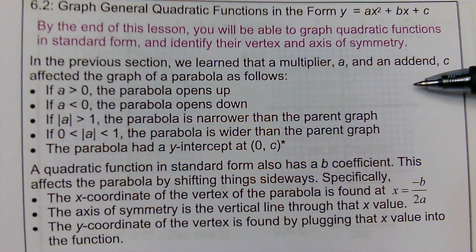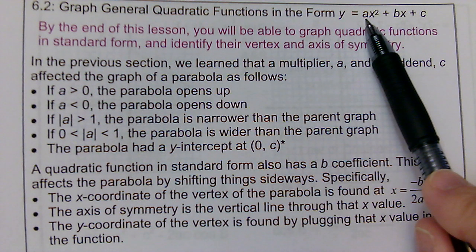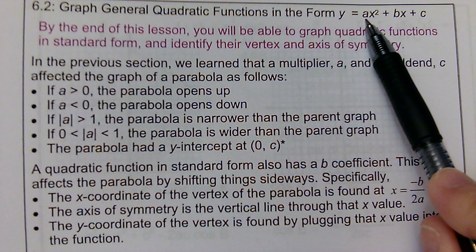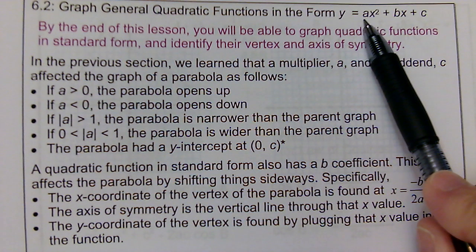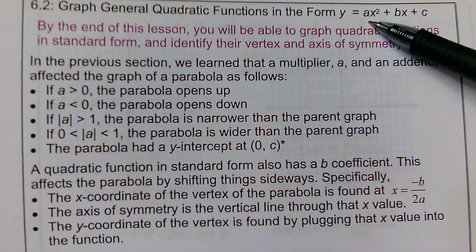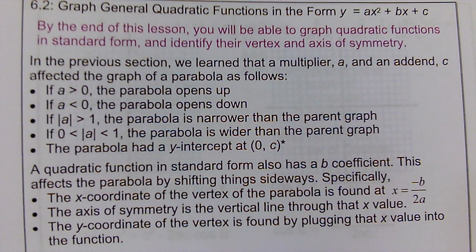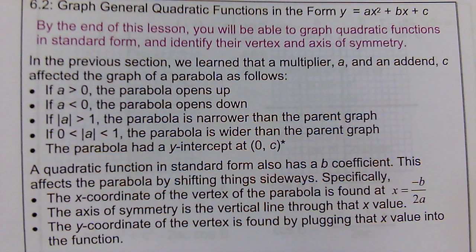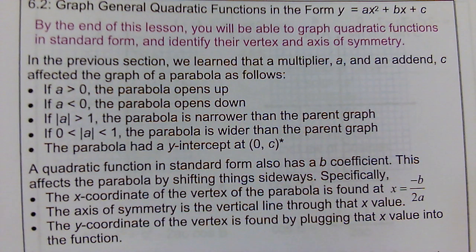Many of the things that are listed here are things that we talked about before. If the coefficient of the x squared term is positive, the parabola is going to open upward. If it's negative, it's going to open downward. If its absolute value is greater than 1, then the graph is going to be stretched vertically in comparison to the parent graph, so it will appear to be narrower. And if the absolute value of the coefficient of x squared is between 0 and 1, then the graph will appear to be squashed vertically or shrunk vertically compared to the parent graph, so it will look wider.